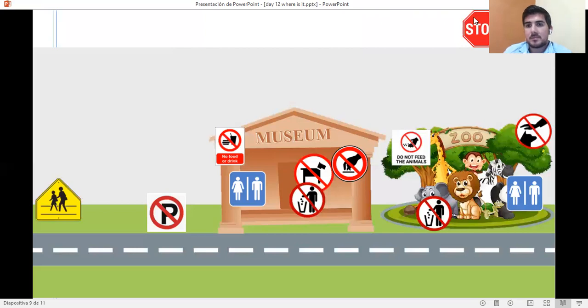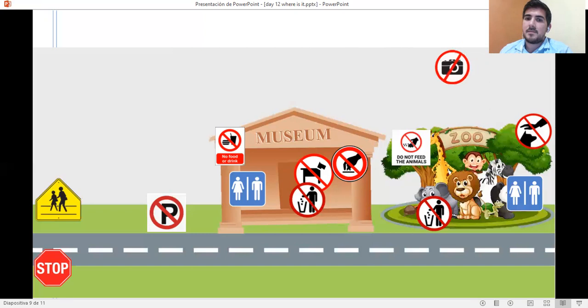Stop. Where can you find this sign? On the street, at the museum, or at the zoo? On the street, that is correct. And the last one, don't take pictures. On the street, at the museum, or at the zoo? That is correct, at the museum.